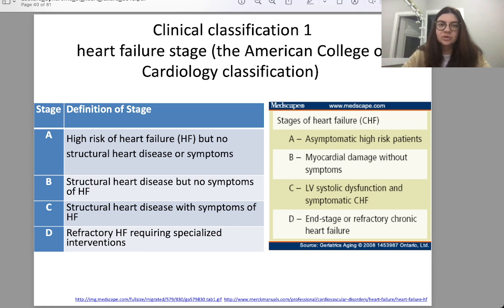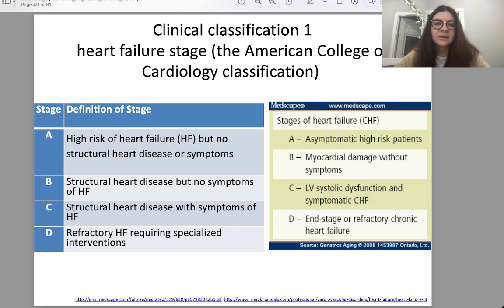Clinical classification of heart failure. We differentiate heart failure by stages according to the American College of Cardiology classification. It is one of the most usable classifications in all countries in the whole world, and it divides heart failure into stages A, B, C, and D. Here I give you examples of this classification. It can be a little different in different sources.